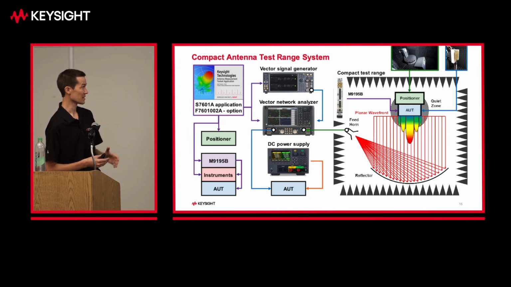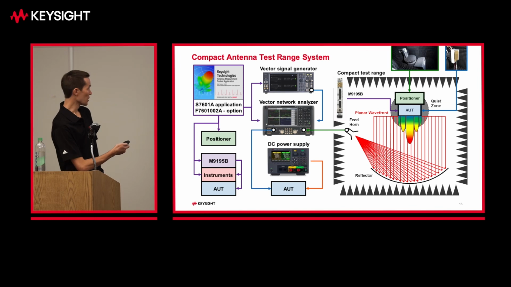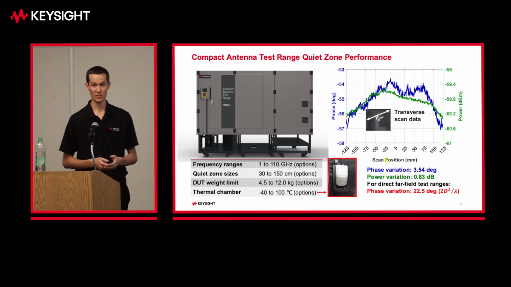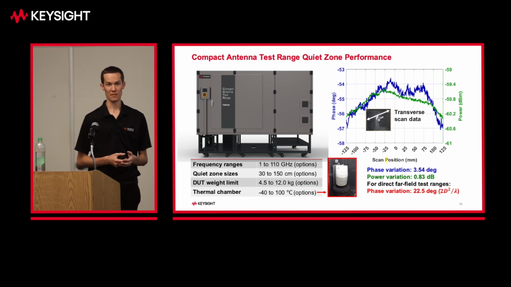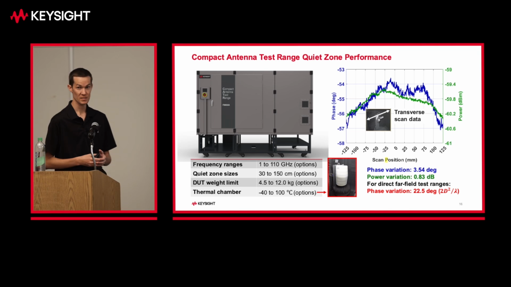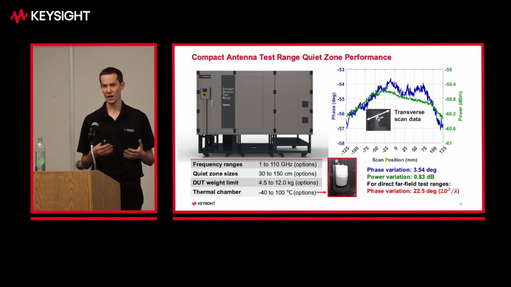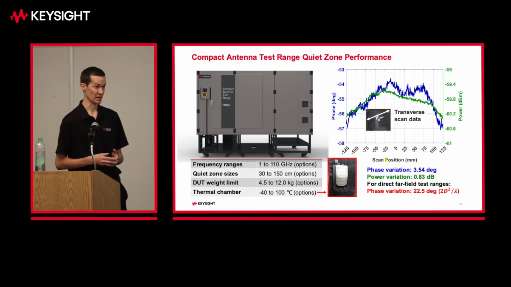The last part of the test system is, of course, the range itself. And Keysight has a portfolio of compact antenna test ranges that cover frequencies from 1 to 110 gigahertz. We have custom solutions where we can provide quiet zones up to 150 centimeters and a variety of positioner options, including high torque positioners that can maintain DUT weights up to 12 kilograms.